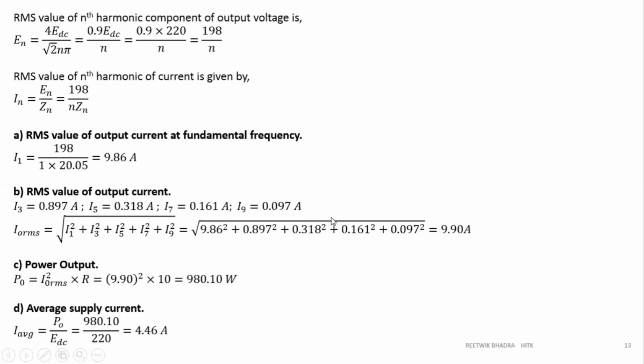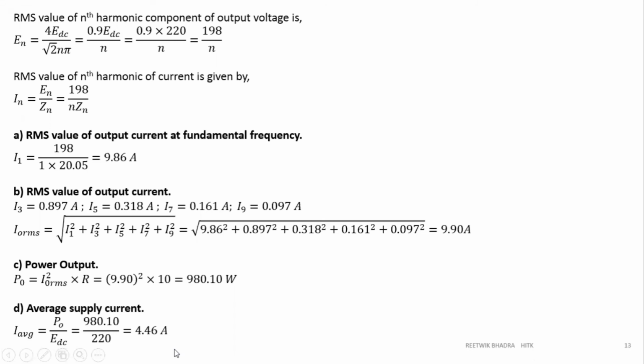Now next is your power output. What is your RMS value of current? 9.90. So 9.90 square into R will give you 980 watt. And what is the average value of supply current? If I consider it to be 100% efficient, the output power P naught is equal to the input power, so EDC into I average, where I average is the average supply current. So I average will be P naught by EDC, so 980.10 divided by 220 is equal to 4.46.